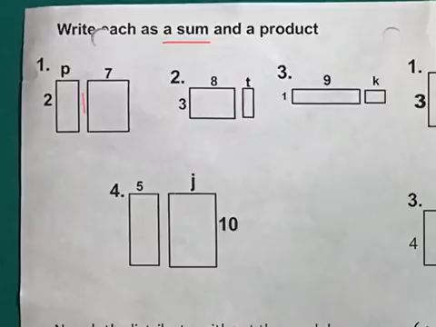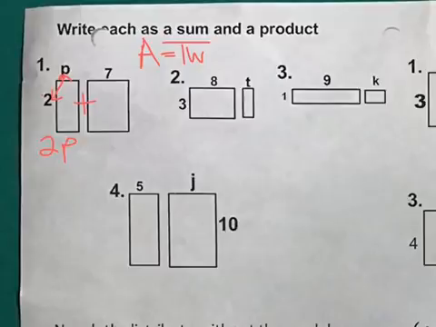So the first thing we're going to do is look at the area as a sum. We're taking the area of the left rectangle and adding it to the area of the right rectangle. The formula for area is length times width. So if we take the 2 and multiply it by the p, we have 2p. Now we have to add the area of the right rectangle to it.